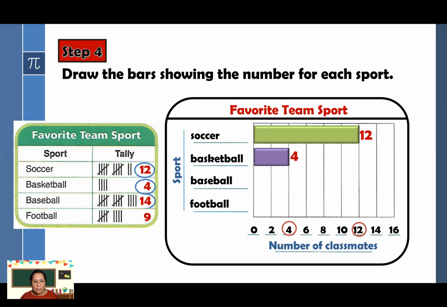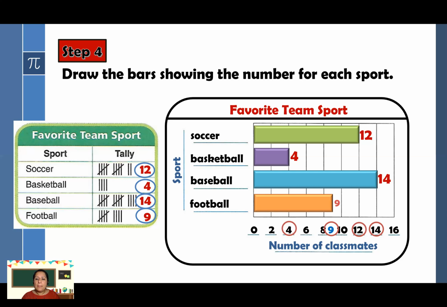The next one is baseball. For baseball, I can see that 14 kids voted for baseball. And so I'm going to find it on my graph, and now I'm going to draw a bar that stops where 14 is. And at the end, I'm going to look for football. Now, I notice that football has the number 9. And when I look at my scale, I don't have a 9 there. So what I'm going to do is locate the 9, and I know the 9 is between 8 and 10. I'm going to draw a bar that stops right there at number 9. So I'm going to label it. So this is how I can represent all my information from my chart in the bar graph.